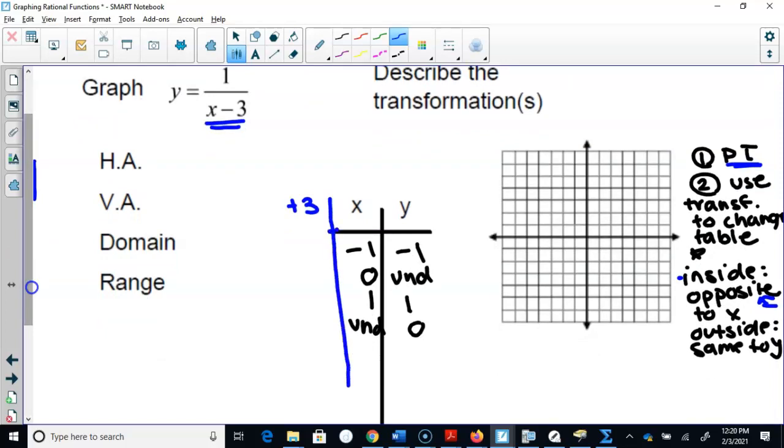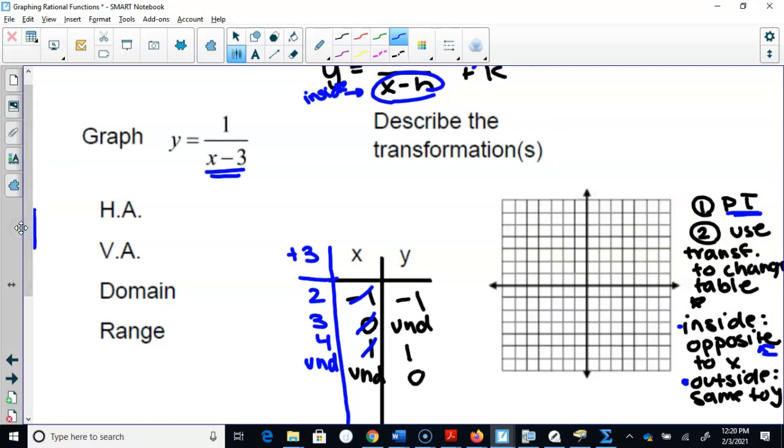We have -1 plus 3. That's going to give us 2. We have 0 plus 3, that's going to give us 3. 1 plus 3, that's going to give us 4. And then undefined plus 3 is still undefined. Next, let's see, do we have anything happening on the outside of our function? Nope, the 1 is still the same as our parent graph, so we don't do anything to y.